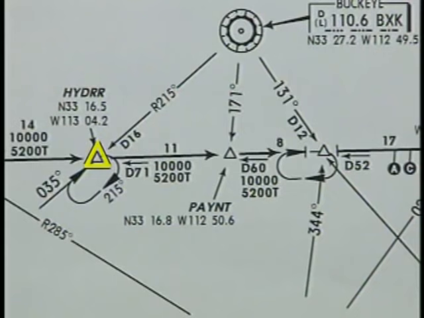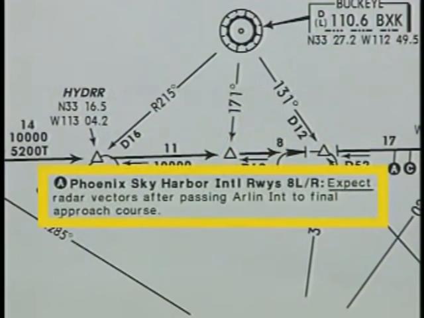The distance from Hyder intersection to Paint intersection is 11 nautical miles. Therefore, if you begin your descent after you pass Hyder, you should be at 10,000 feet approximately 3 miles before Paint. From Paint, it's another 8 nautical miles to Arlen, where you can expect radar vectors off the arrival to begin your approach.